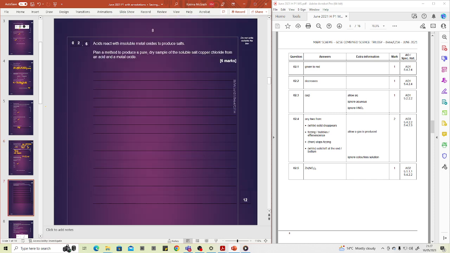Acids react with insoluble metal oxides to produce salts. Plan a method to produce a pure, dry sample of the soluble salt copper chloride from an acid and a metal oxide. Okay, so we're going to use complete names for everything that we use. We are never going to just put, oh, we need copper. We're always going to call it copper oxide. And the rest of the salt name comes from the acid, so it must be hydrochloric acid. Check your spelling.